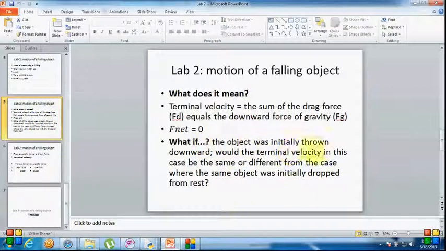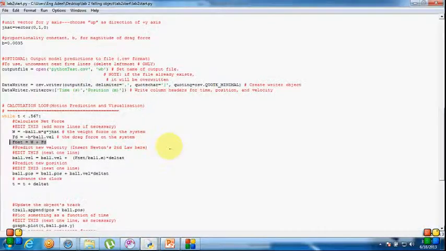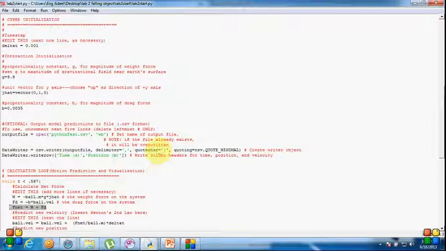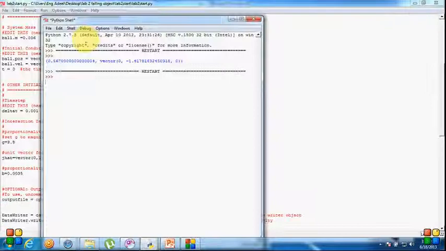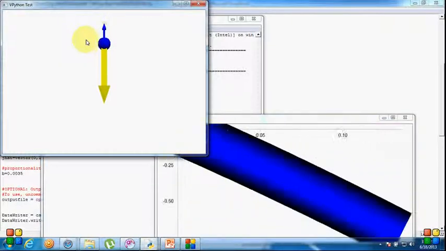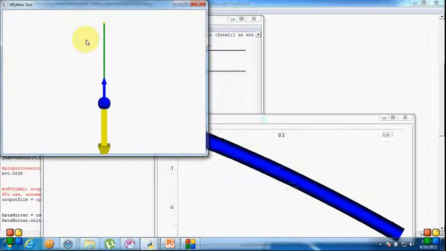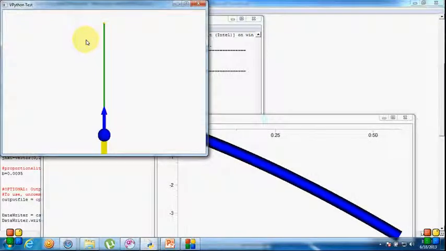What if the object was initially thrown downward? Would the terminal velocity in this case be the same or different from the case where the same object was initially dropped from rest? In the first computer model, the initial ball velocity is 0, but when we put in some velocity value and run the model, the ball has a drag force from the start, and it goes on increasing as it goes downward.